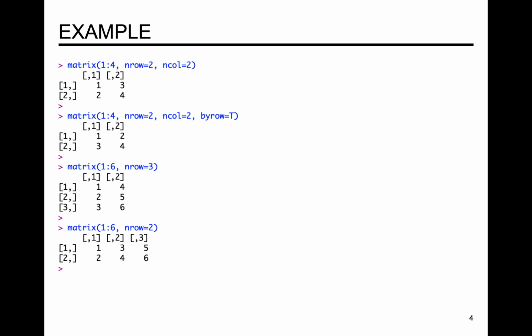In the next example, I type matrix(1:6, nrow = 3). Here I didn't specify ncol. So R is going to take the 6 elements and say, hey, I need 2 columns. So it's going to automatically create 2 columns so that each of the 6 elements is used. Since I didn't specify byrow, it takes the default value FALSE and lays the elements along the columns.